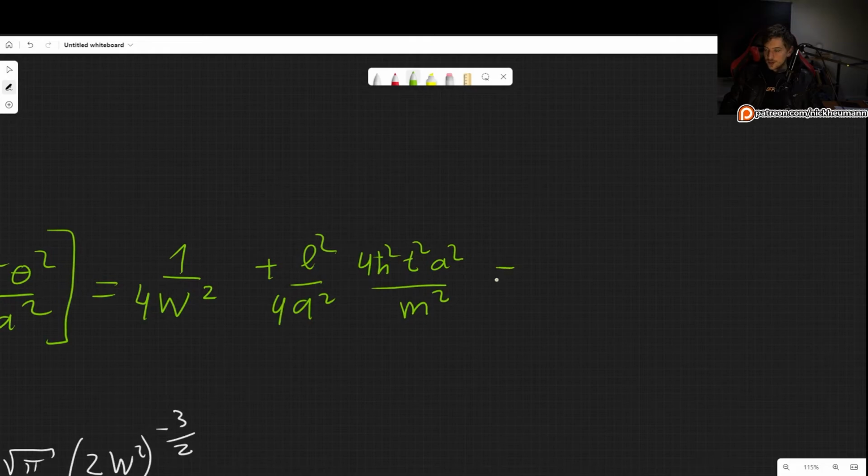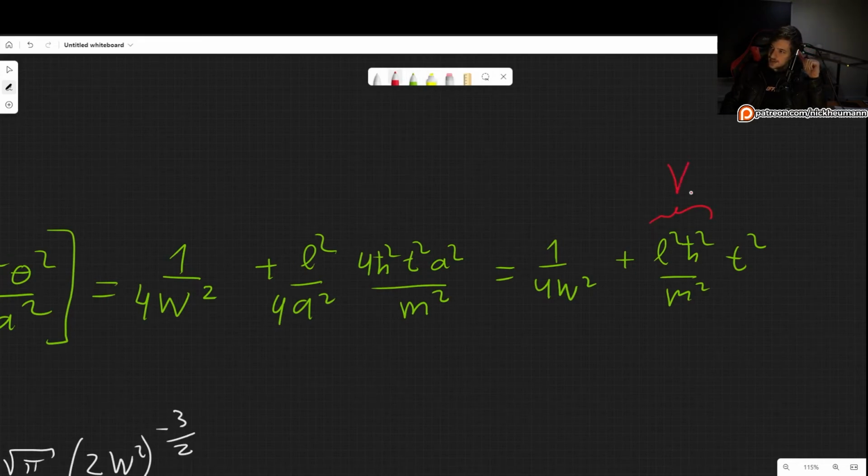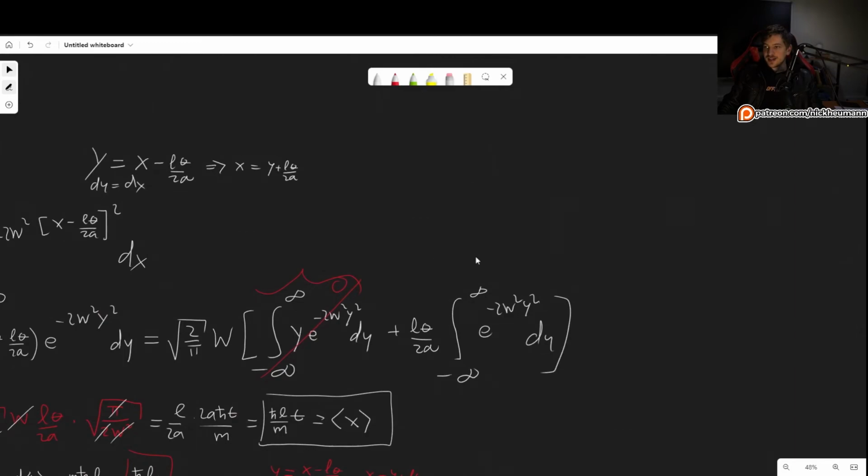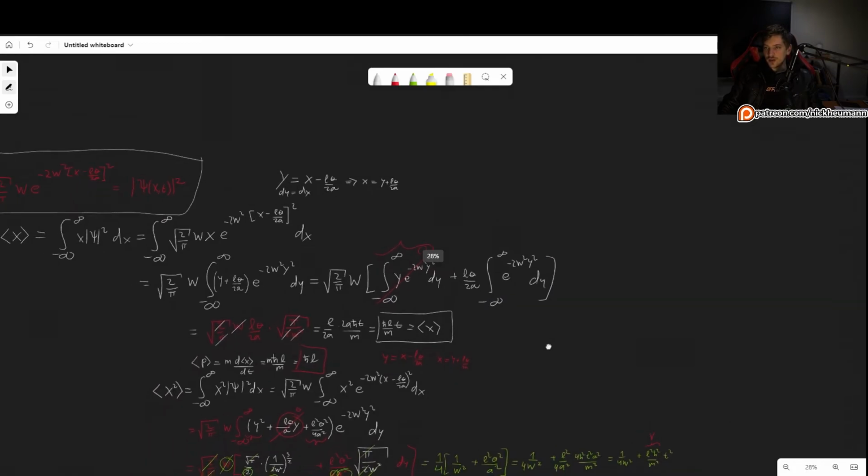So from here, the first part remains the same. But then the a squares and the 4's cancel out. So we get L squared h bar squared divided by m squared t squared. And this part, by the way, is what we can interpret as the velocity of the particle. So finally, what we have to find is the expectation value of the momentum.